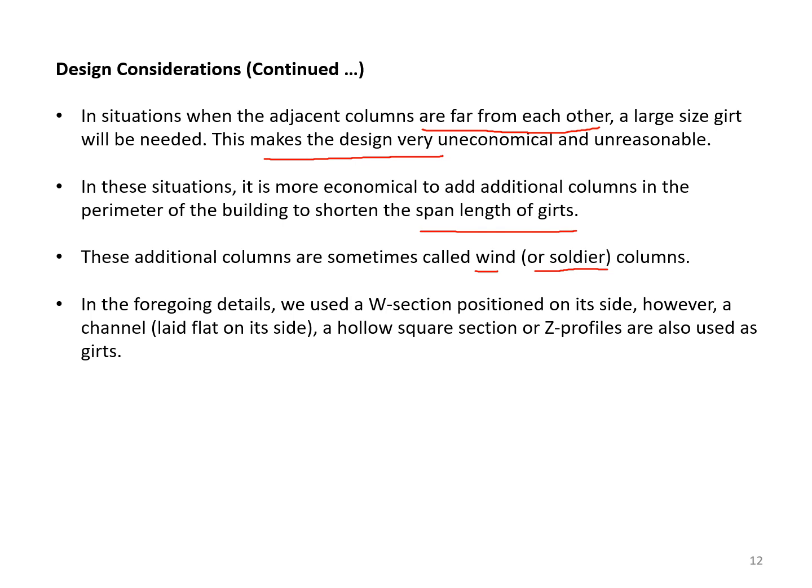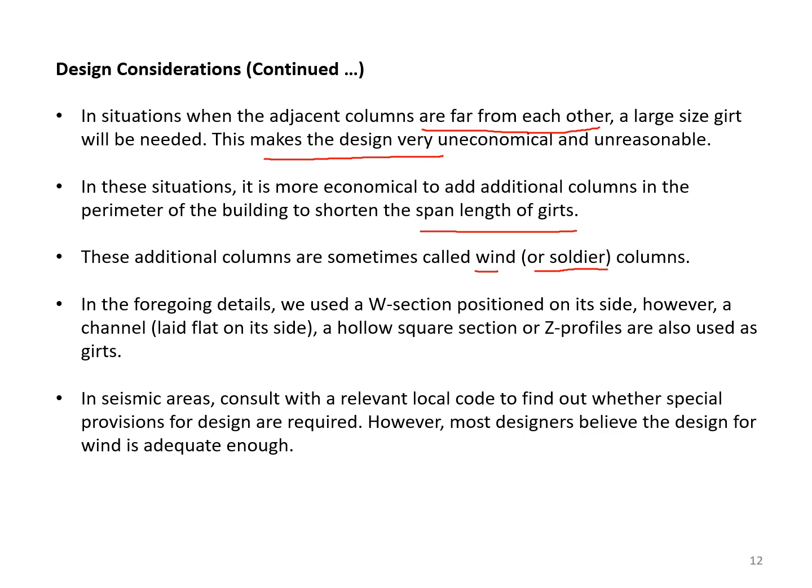In the foregoing details, we use a W section positioned on its side. However, a channel laid flat on its side, a hollow square section, or Z profiles are also used as girths. In seismic areas, consult with the relevant local code to find out whether special provisions for design are required. However, most designers believe the design for wind is adequate for girths.